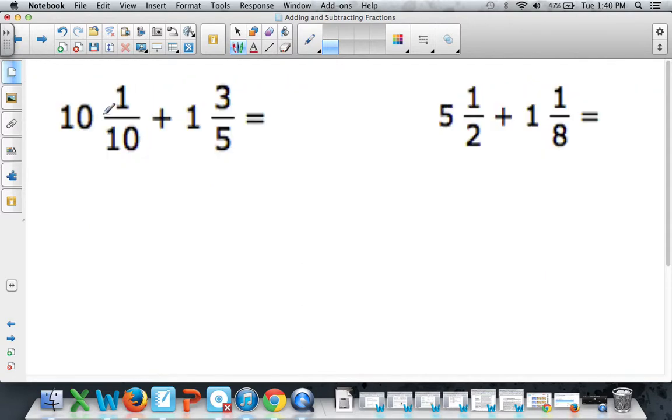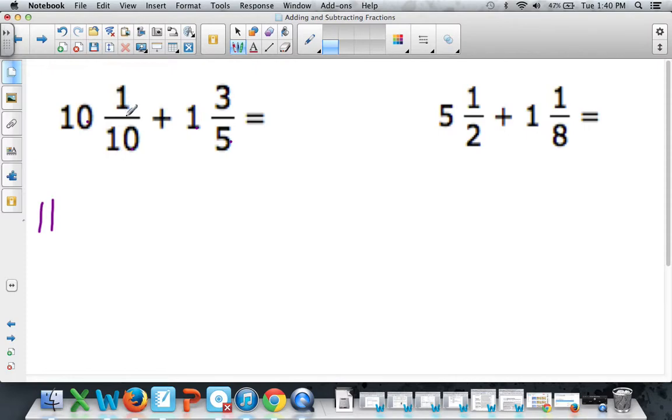Now we've got some mixed up numbers. Oh my goodness, look how hard this is. We have denominators that aren't the same. We have whole numbers. Oh my goodness, don't freak out. Do the whole number first. 10 plus 1 is 11. Put that to the side for later.